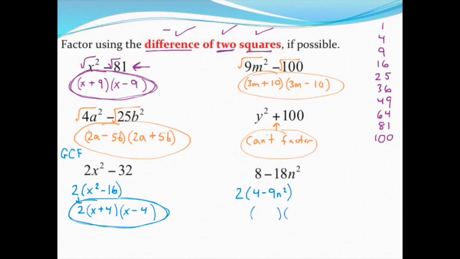So I'll follow the pattern again and take the square root of 4. I'll put the 2 in the front. I'll take the square root of 9n squared and put 3 in the back. Some people think it's weird when the variable's in the back, but just deal with it. If that's how the problem is, that's how the problem is. And then make one sign plus, one sign minus, and include your GCF in front. And there's the difference of two squares factoring.